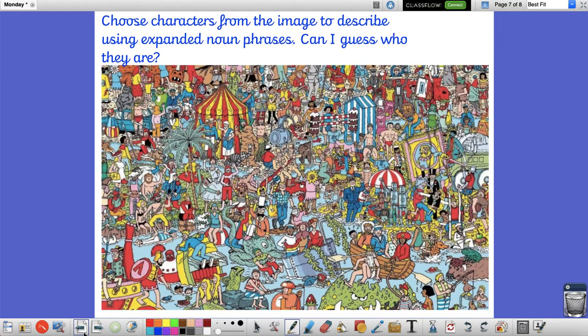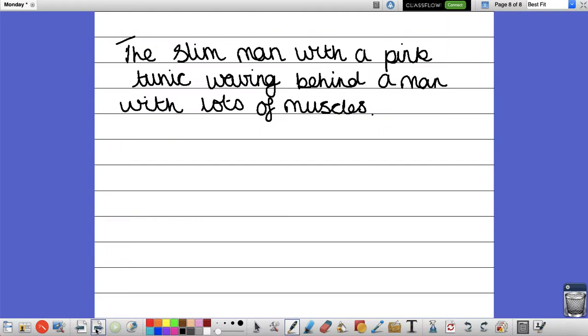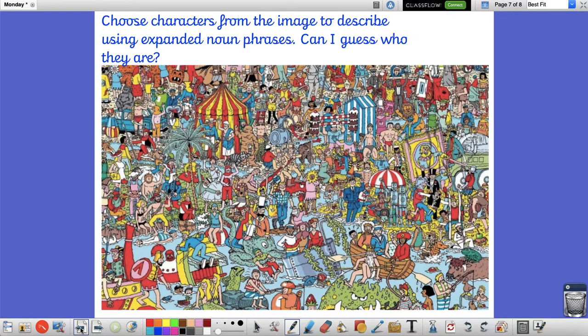Okay, see if you can spot the person who I am thinking of. If you can, then you're going to get a dojo point. So send me a picture of the person that you think I chose, to see if you can guess mine. So your challenge today is to find 5 more characters that you would like to describe and use expanded noun phrases to do that.